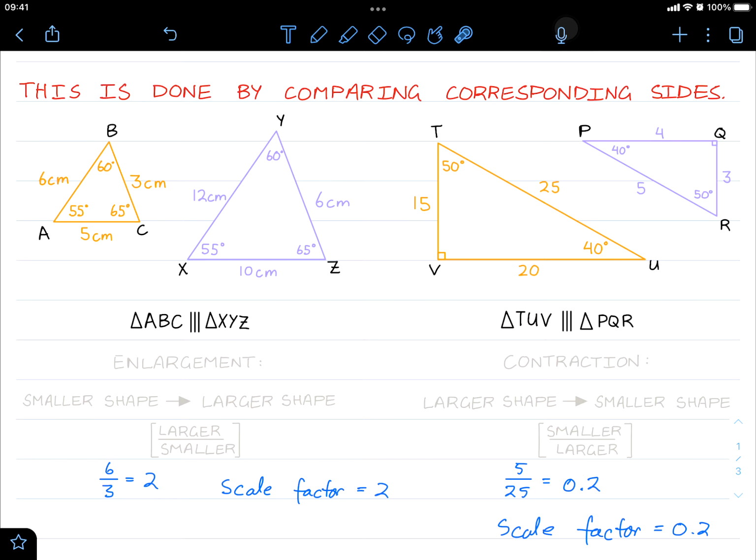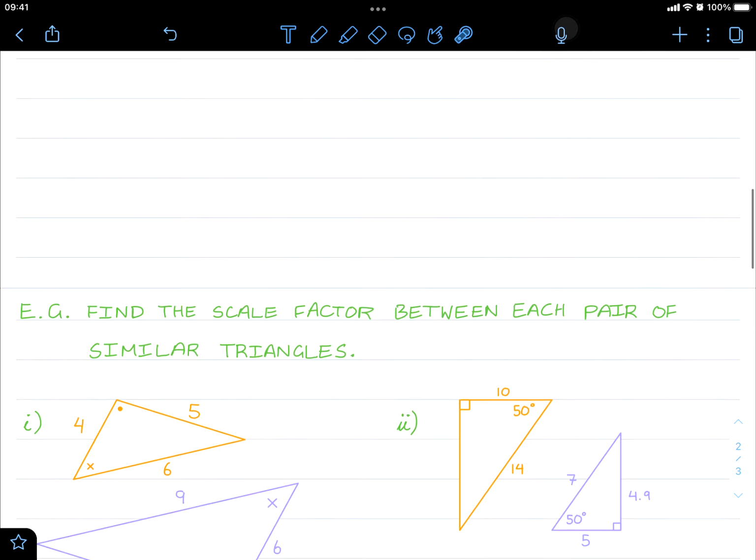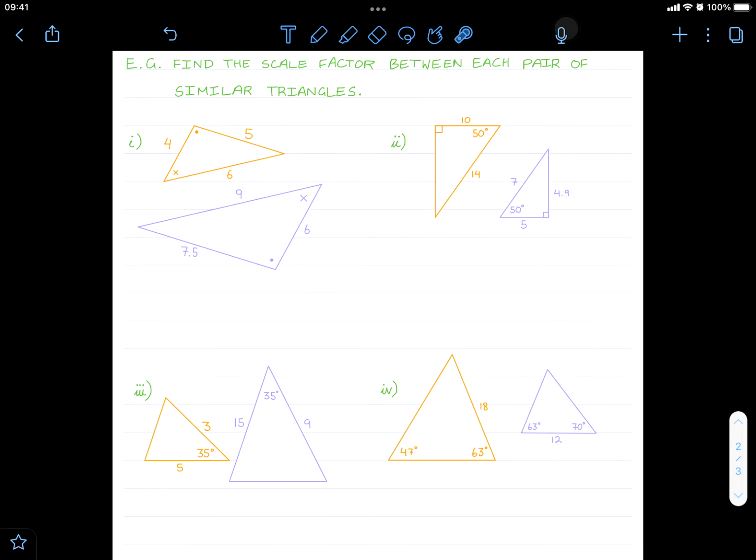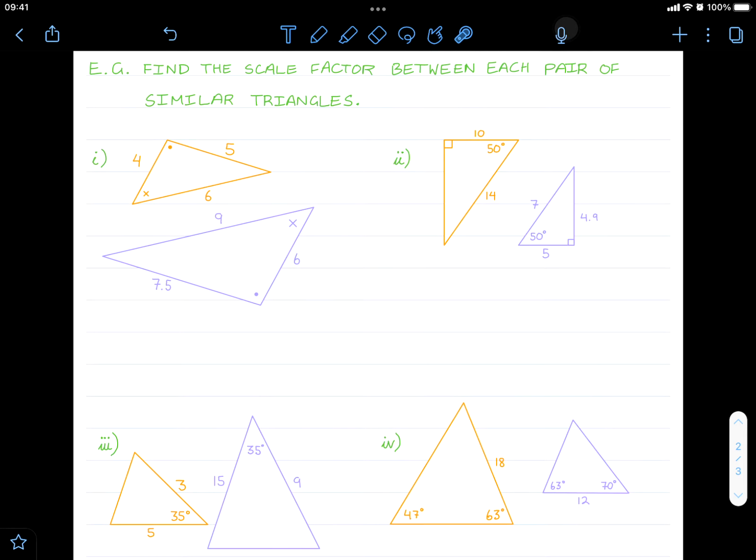Okay, so let's go do a few examples of this. You can pause the video and calculate the scale factor of each pair of similar triangles. So here we go.